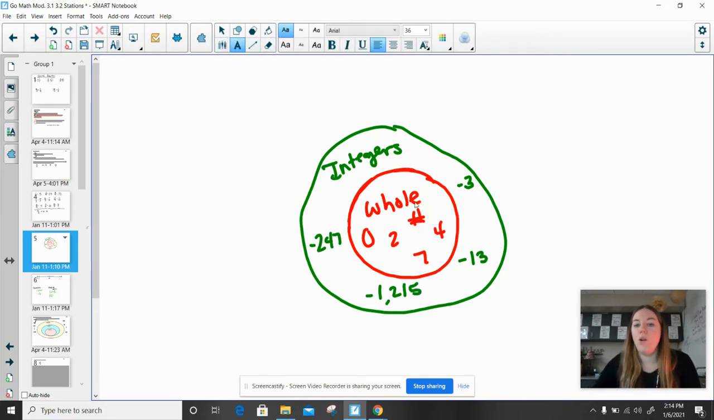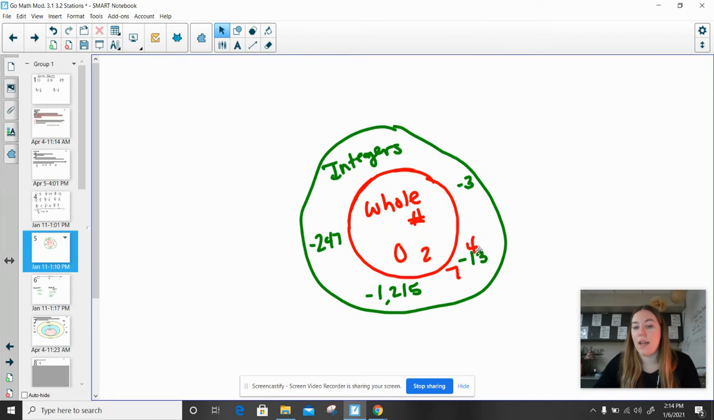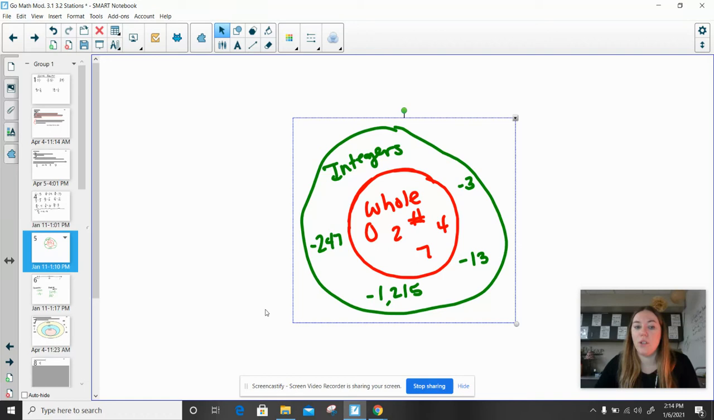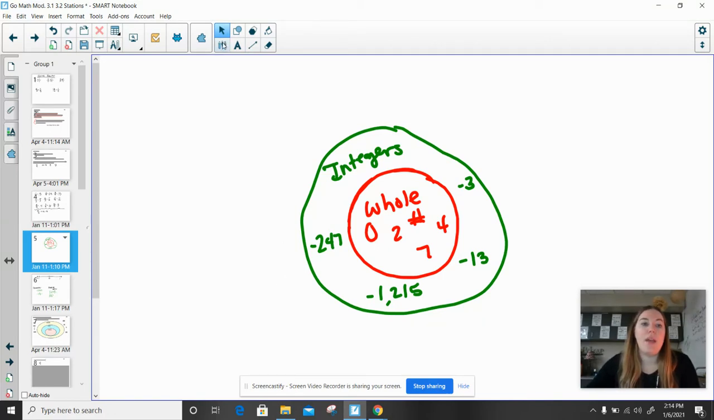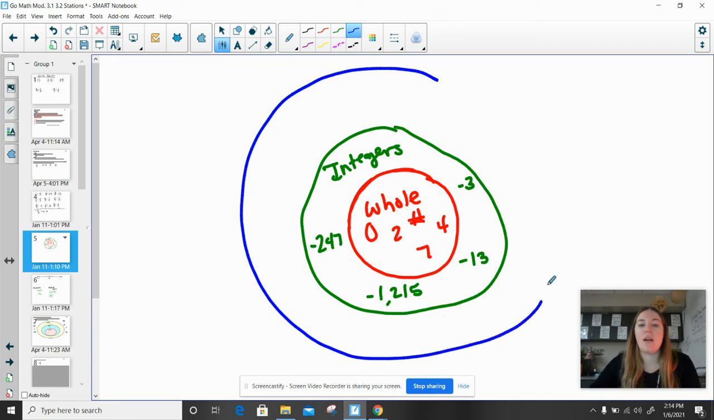Now, your whole numbers, let's say 4 here, can travel outside into the integer realm, because integers are all of the whole numbers and their opposites. But integers can't go inside the whole number realm. And then we have one more on the very outside here, which is rational numbers.